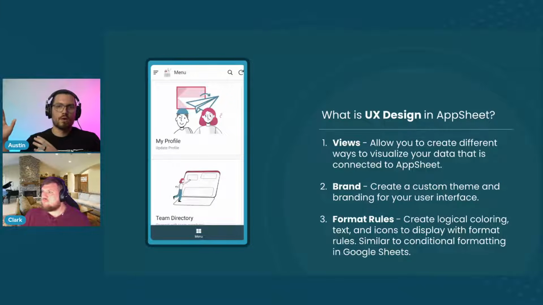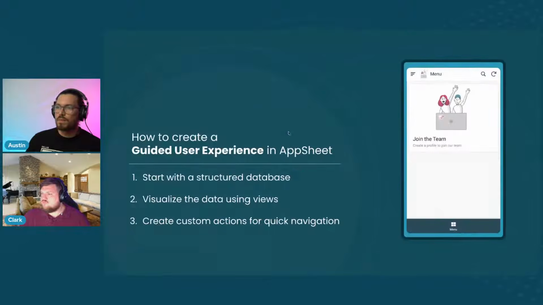So you might have a priority column, and if it's high priority, then you're setting that column to red. If it's low, it's blue, so you can set those format rules just like you would in Google Sheets. AppSheet has a solution for that as well.